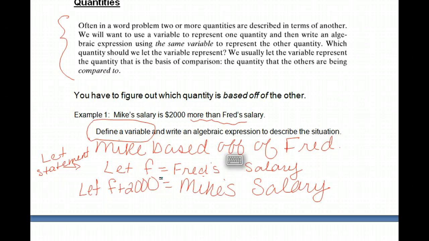and Mike is 2,000 more than Fred. So I have now written a second let statement for Mike's salary. So Mike's salary is F plus 2,000. It is equivalent to Fred's salary plus $2,000. That's what this example was asking us to do. So we wrote two let statements, one for Fred's salary and a second one that included an expression for Mike's salary since Mike was based off of Fred.